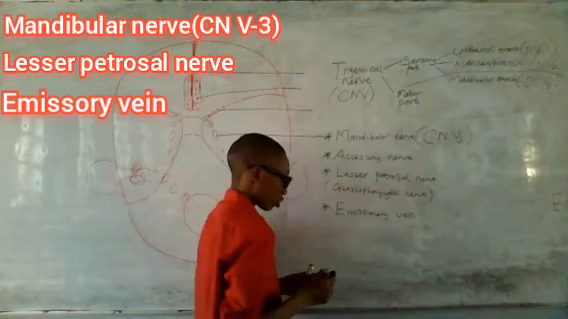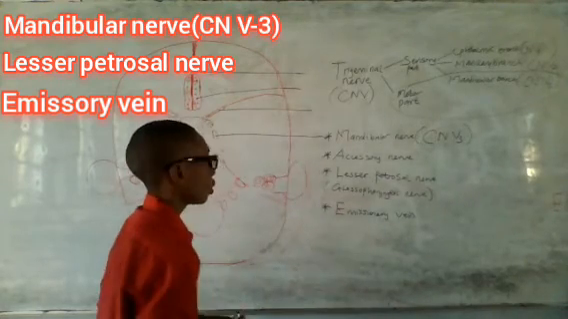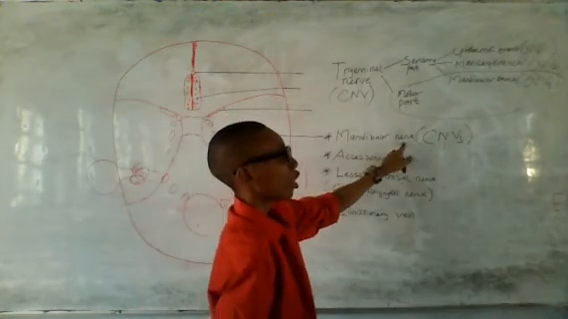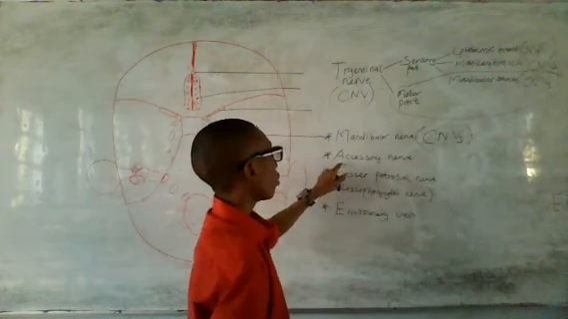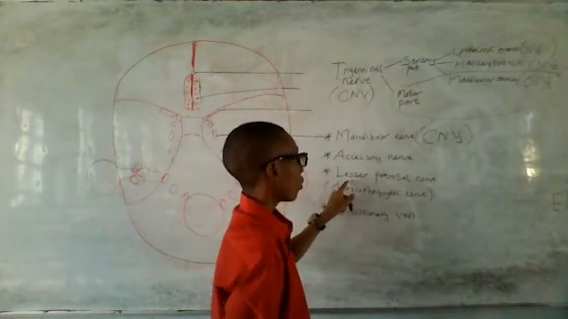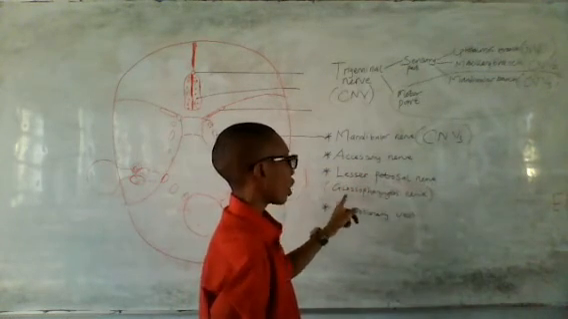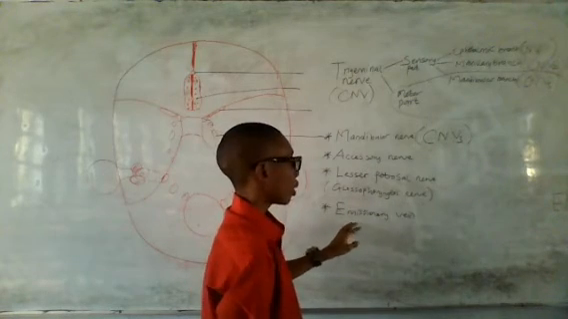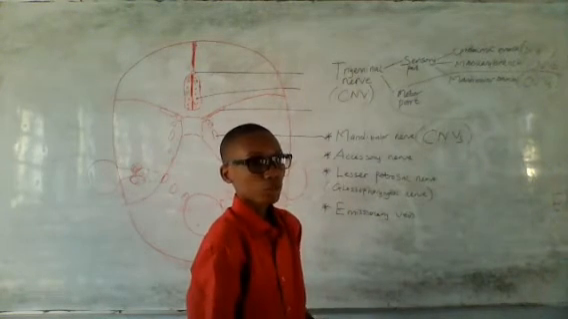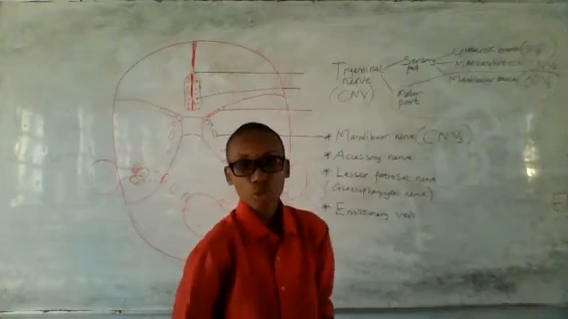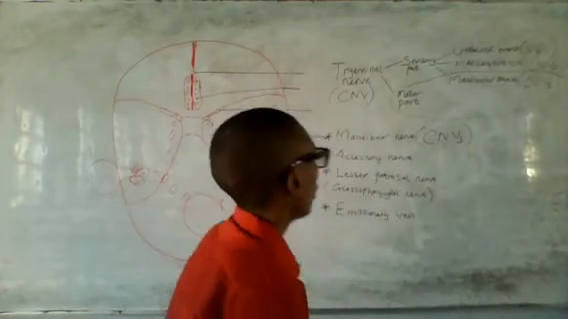So these are the structures passing through the foramen ovale. We have the mandibular nerve, the third branch of the trigeminal nerve. We have the accessory nerve. We have the lesser petrosal nerve. We have the glossopharyngeal nerve and the emissary vein.